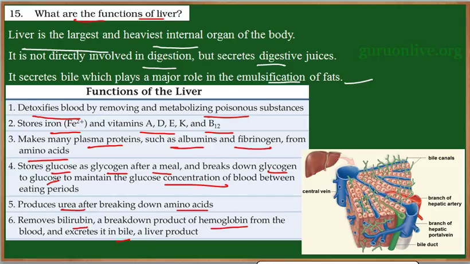So it doesn't have any direct role in digestion, but it helps in emulsification of the fats. It removes the metabolic or poisonous substances from the blood, so it detoxifies the blood. It stores vitamins and iron. It produces plasma proteins like albumin and fibrinogen. It converts glucose to glycogen and glycogen to glucose. It is required for the synthesis of urea, and it helps to remove the end products of hemoglobin, that is bilirubin and biliverdin. Along with the bile juice, these metabolic wastes are removed from the body.